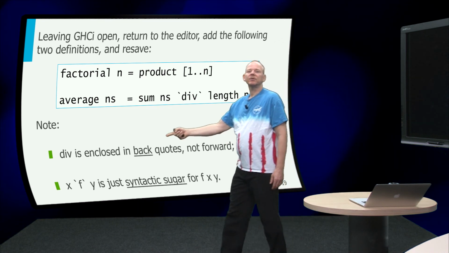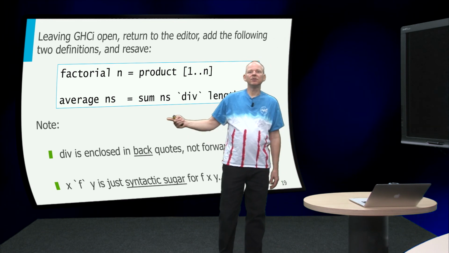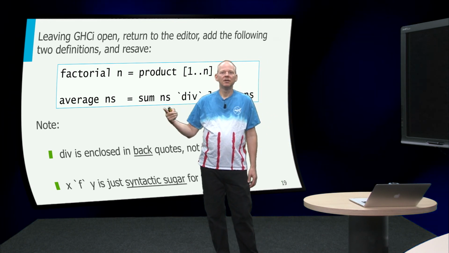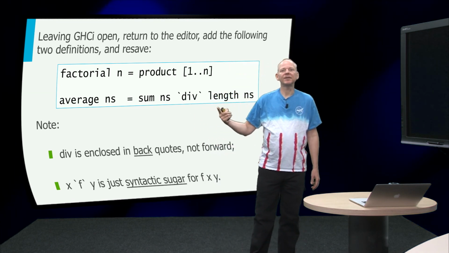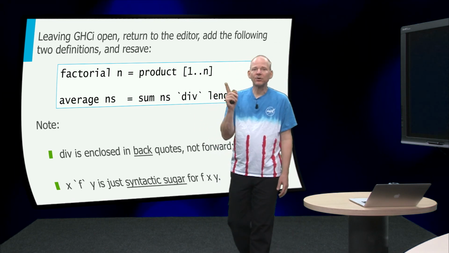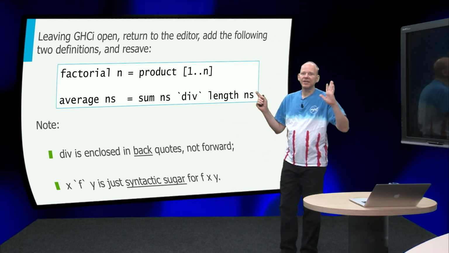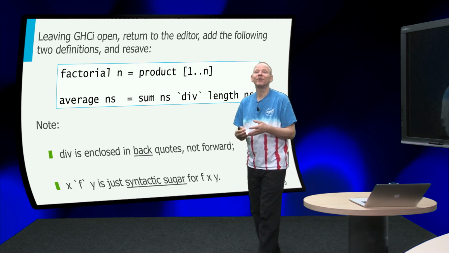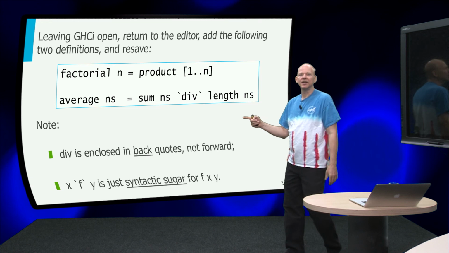And then when we want to calculate the average of a list, what do we do? We sum all the elements, the values of the elements, and we divide that by the length of the list. Now, of course, this is not a very smart implementation of average, but that doesn't matter. We're not here to define average. We're doing this to learn GHCi.